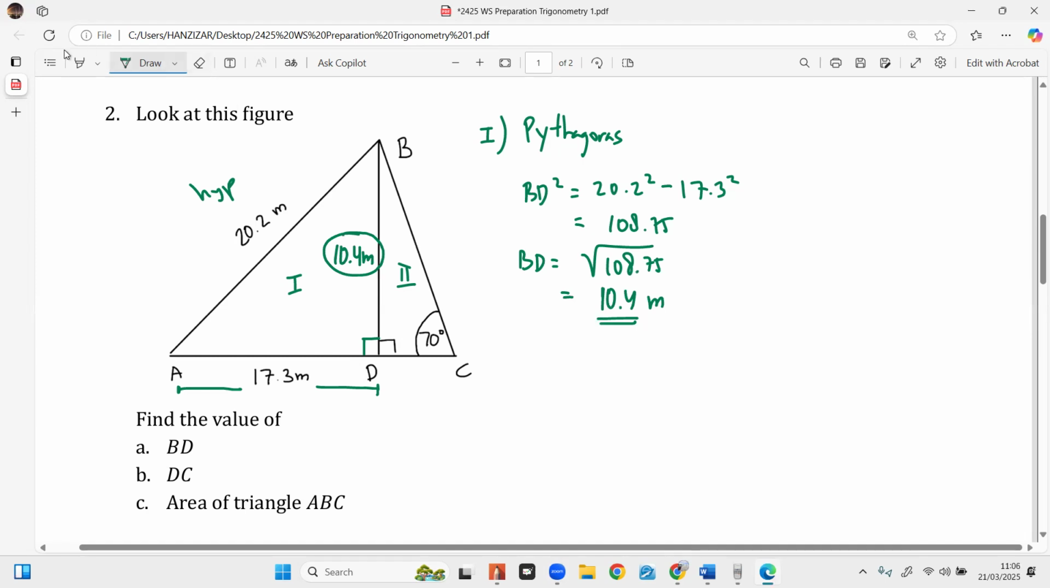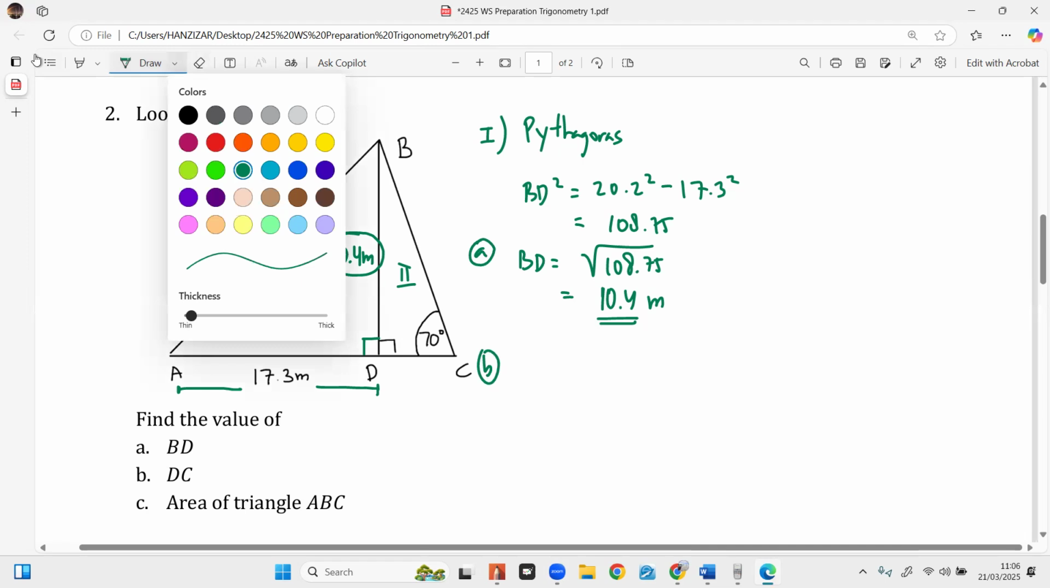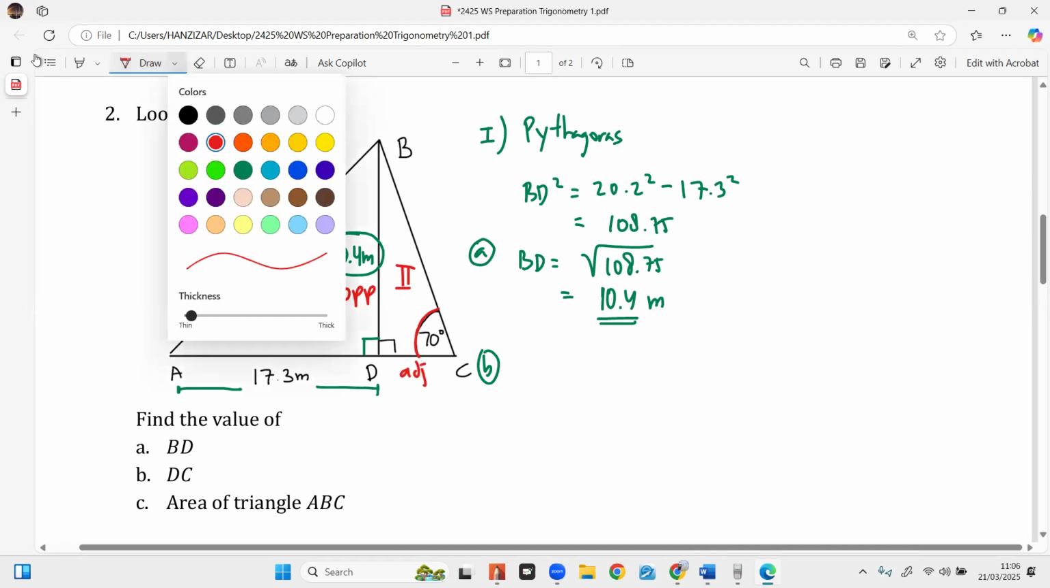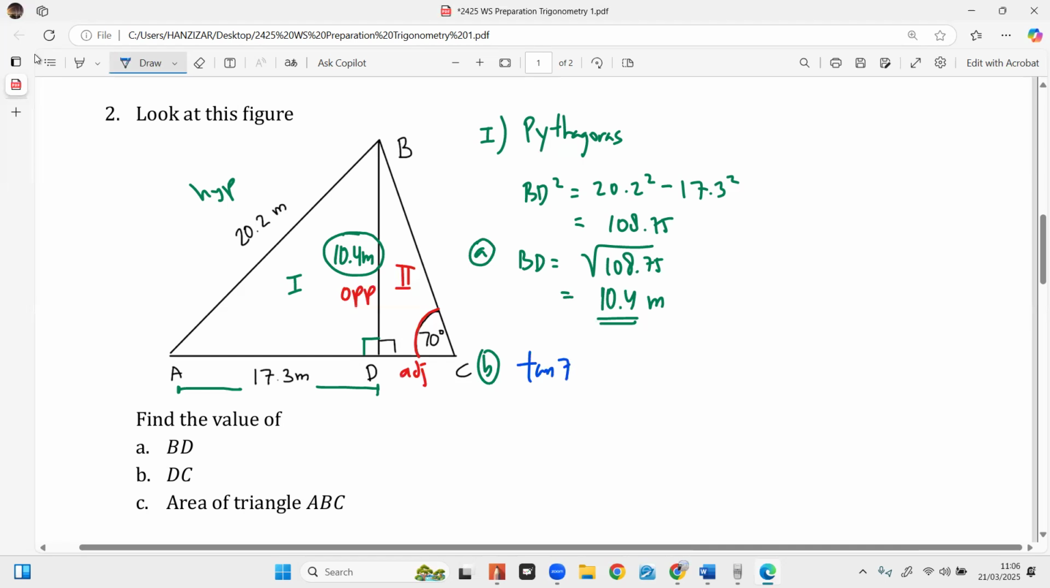So for question 2, we have done part A. For part B, in order to find DC, we look at the second triangle, guys. So DC is located in the second triangle. We have 70 degrees as the clue. This is the opposite. We are finding the adjacent, right? Tan. So tan 70 equals the opposite, which is 10.4 over CD or DC.